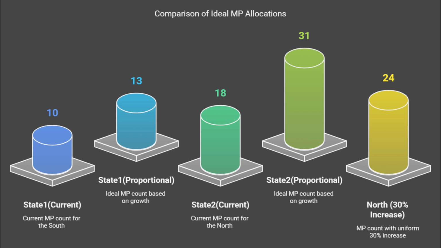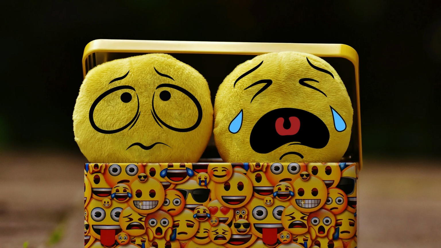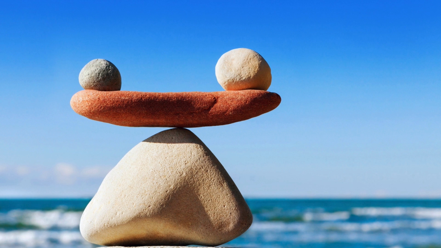Now let's consider the actual states which have more population. Just think what could be the difference. This is why delimitation is such a sensitive issue. If representation is purely based on population growth, regions with higher growth get more MPs, while regions with slower growth may feel underrepresented. Delimitation isn't just about redrawing maps. It's about power, governance, and fairness.